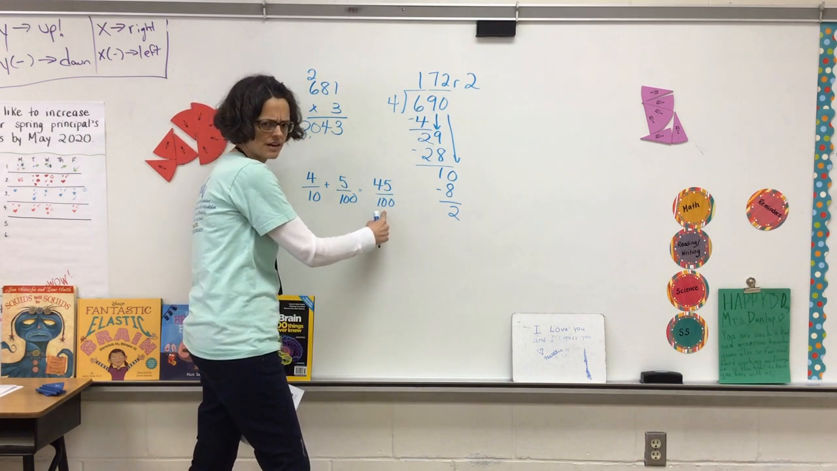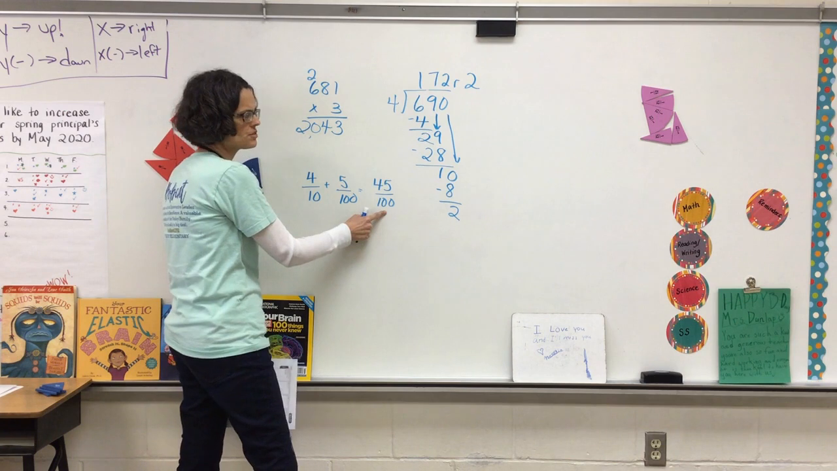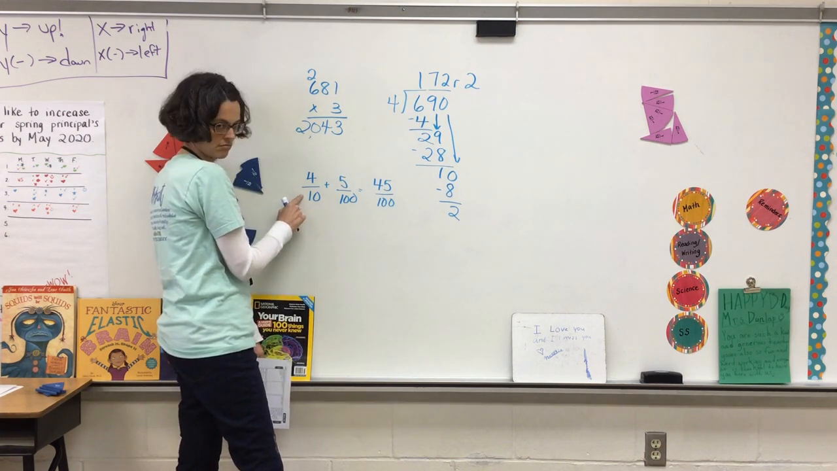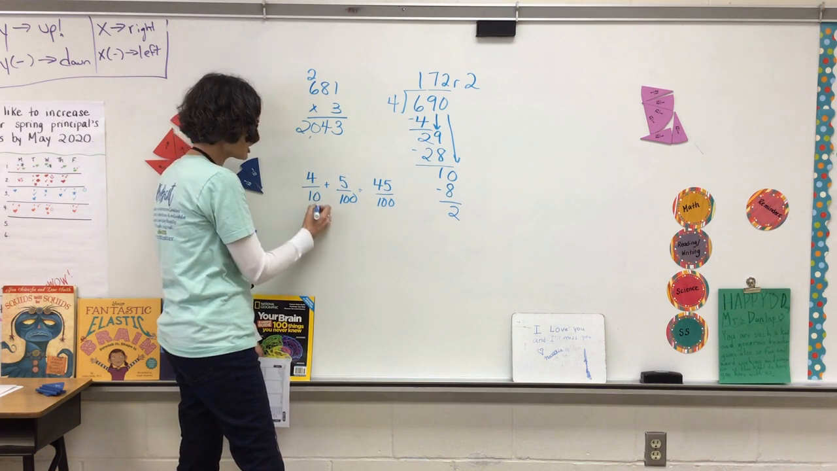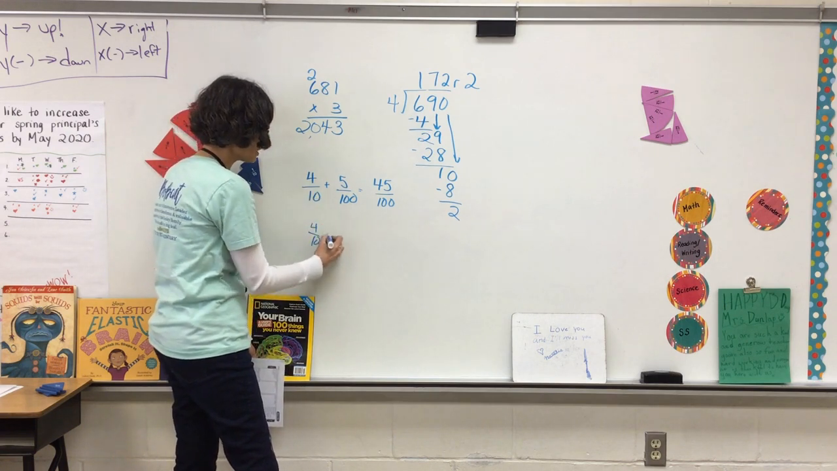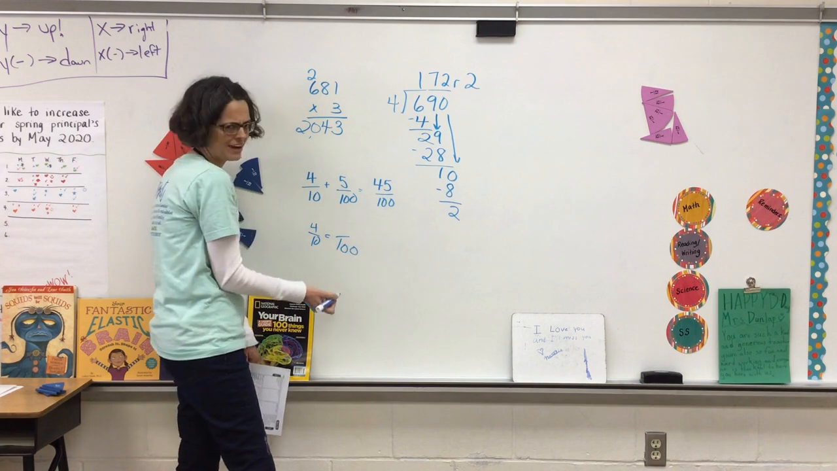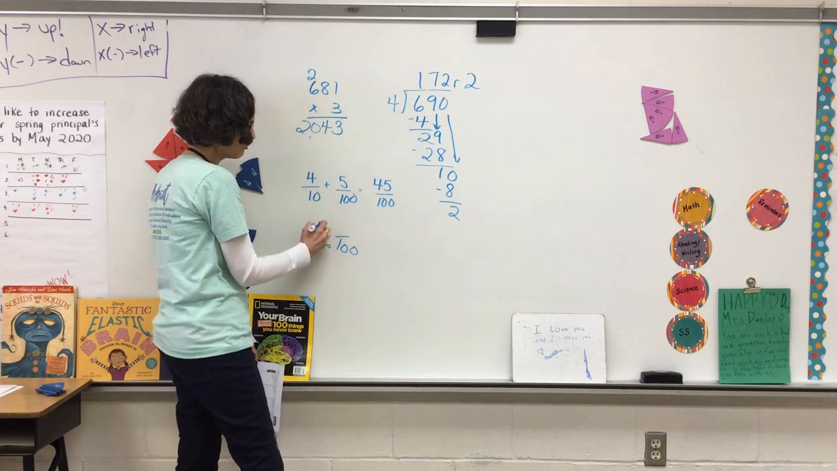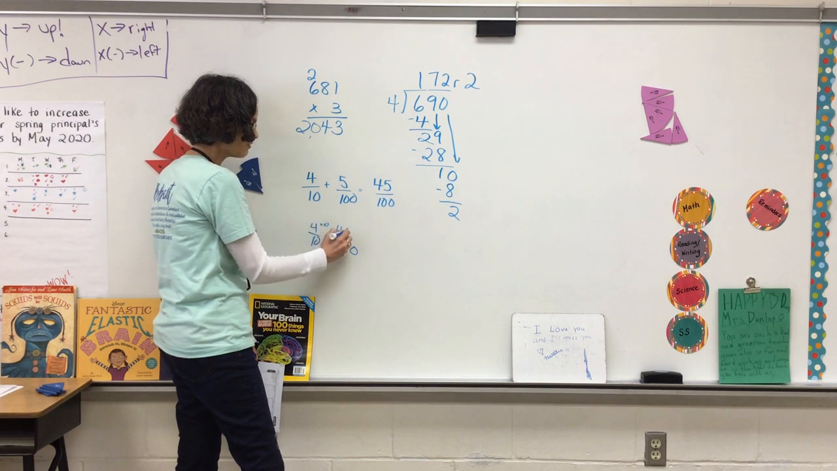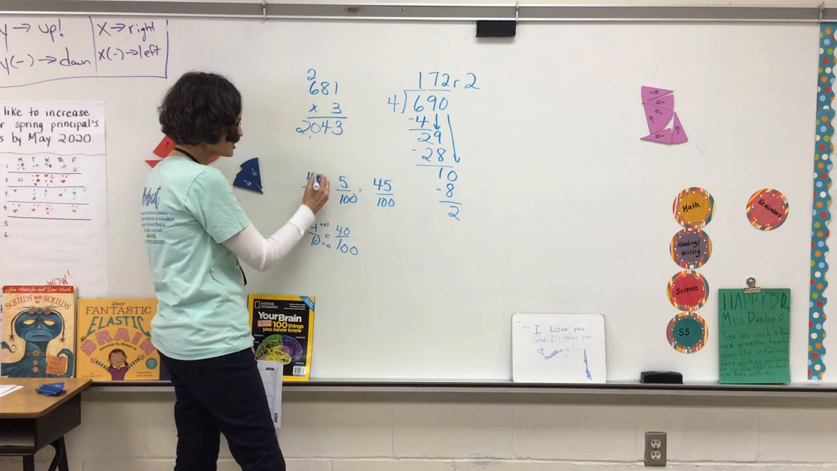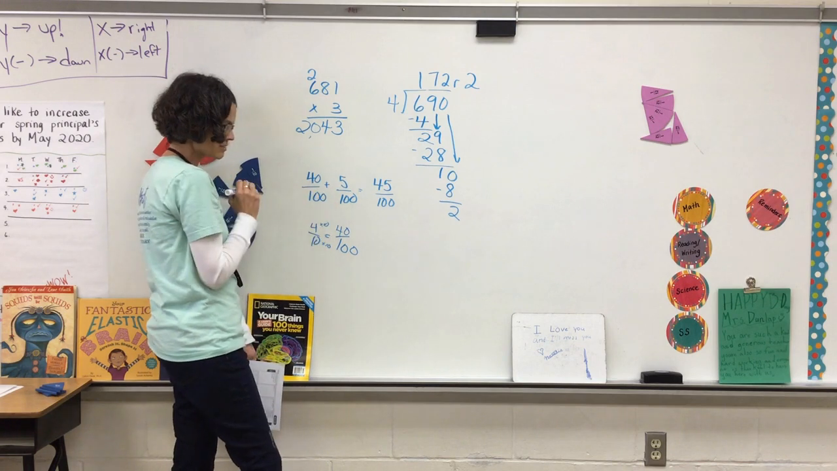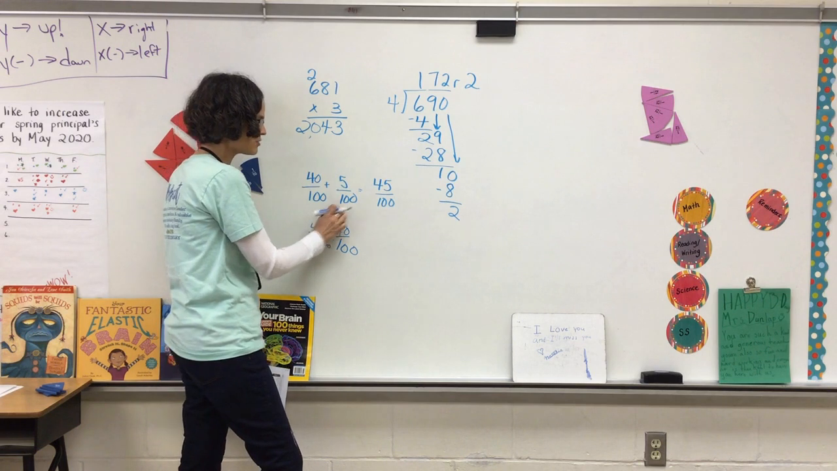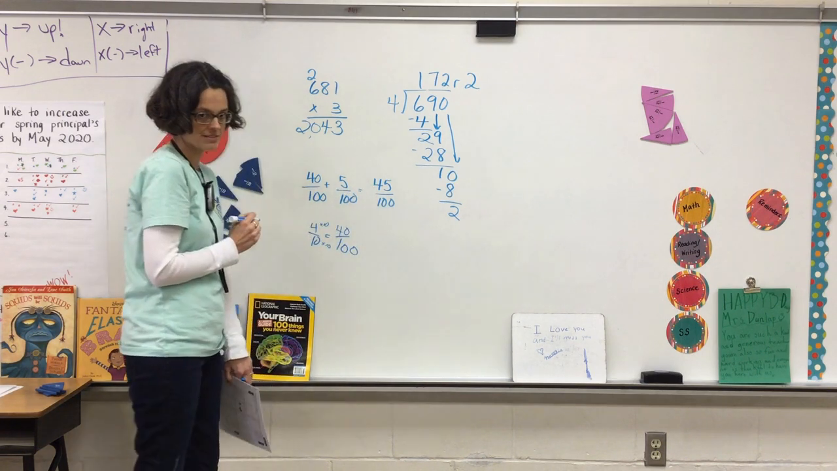I didn't end with tenths. I ended with the hundredths. So that means I've got to start over here with 100. So I have to make this one 100. Okay. So I need to change 4 tenths to something over 100. You know how to do this. 10 times 10 equals 100. 4 times 10 equals what? 40. So I'm going to change this and make this 40 hundredths. Now I can add 40 hundredths plus 5 hundredths equals 45 hundredths.